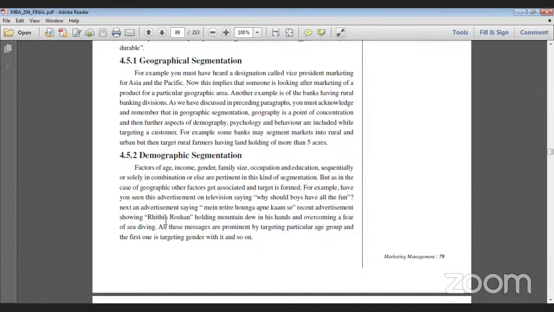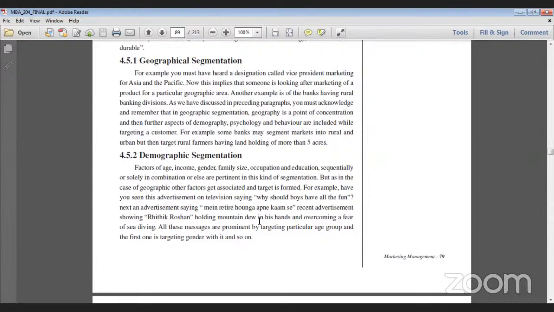Then the next one is the advertisement saying "मैं रिटायर होऊंगा अपने काम से", which is a slogan given by Hrithik Roshan holding Mountain Dew in his hand and overcoming a fear of sea driving. Okay, these messages are prominent and target a particular age group, and the first one is targeting gender. The Hrithik Roshan one is mostly targeting a particular age group, right?